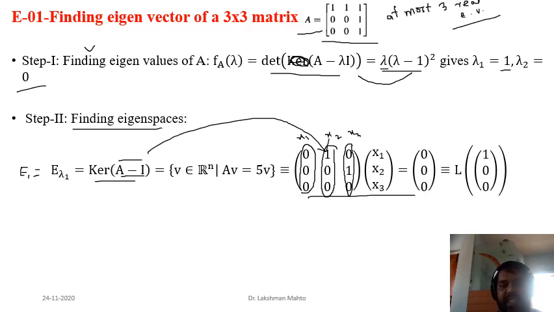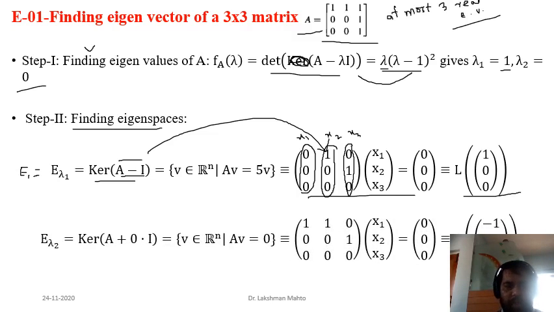So that's why we can say that the kernel space of this A minus I, that means the eigenspace E1, is a linear span of the single vector (1, 0, 0). That means you get a line as the eigenspace with respect to the eigenvalue. So the first eigenspace you have already got.